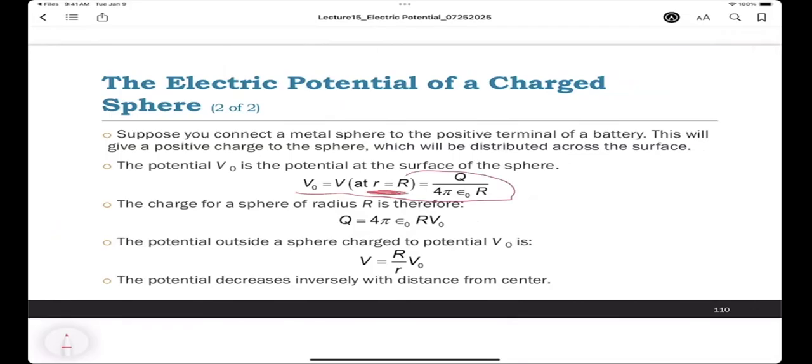Here R is just the radius of the sphere. The charge of the sphere of radius R is therefore here. You can see Q is here, and you put it here. The charge for the sphere is here. The potential outside of the sphere, in terms of the potential V0, is this one.